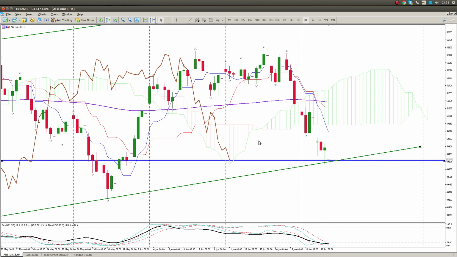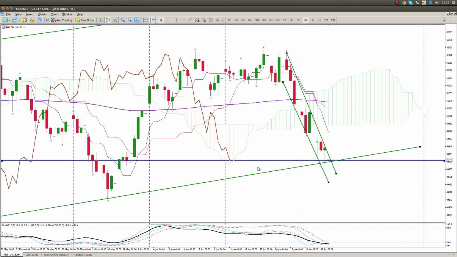Okay, so that's kind of my play at the moment on the Aussie: it's long. There are a couple of things I'm looking for. The first one, obviously, is for this to break, whether we draw it as a diagonal or look at it as a channel. And I suppose the channel is probably the easiest way to look at it. Still the same principle, I need it to break.